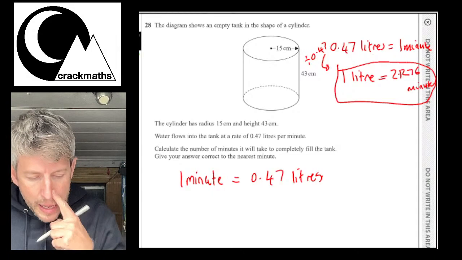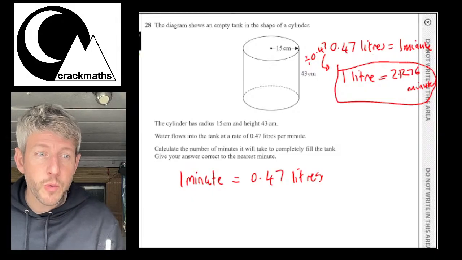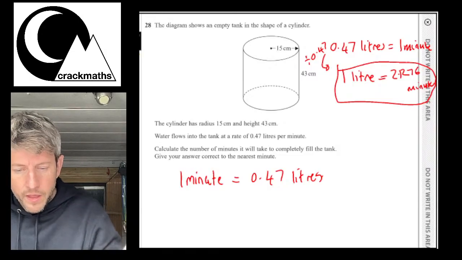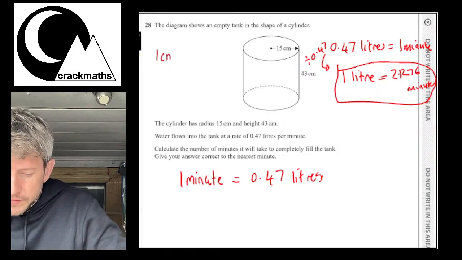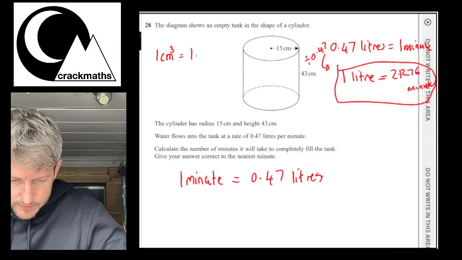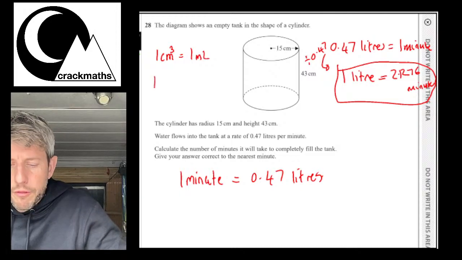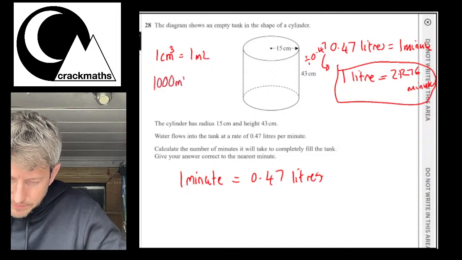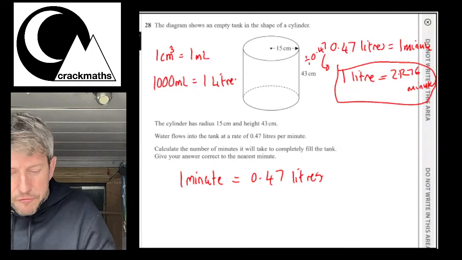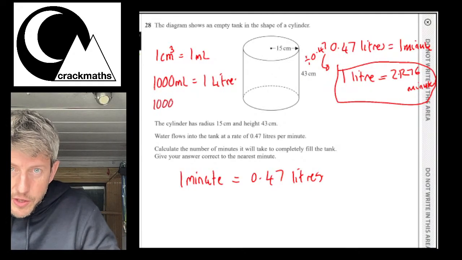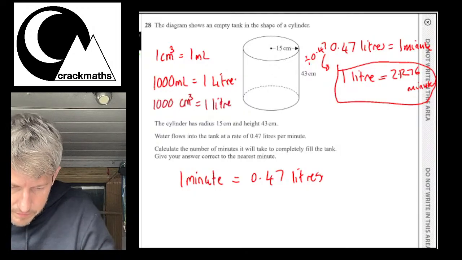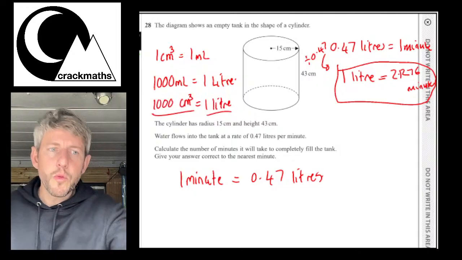Another piece of information that you need to know for this question, but you haven't been given it, is that 1 centimetre cubed equals 1 millilitre, and 1,000 millilitres equals 1 litre. So therefore 1,000 centimetres cubed equals 1 litre. Okay, that's all that faff.